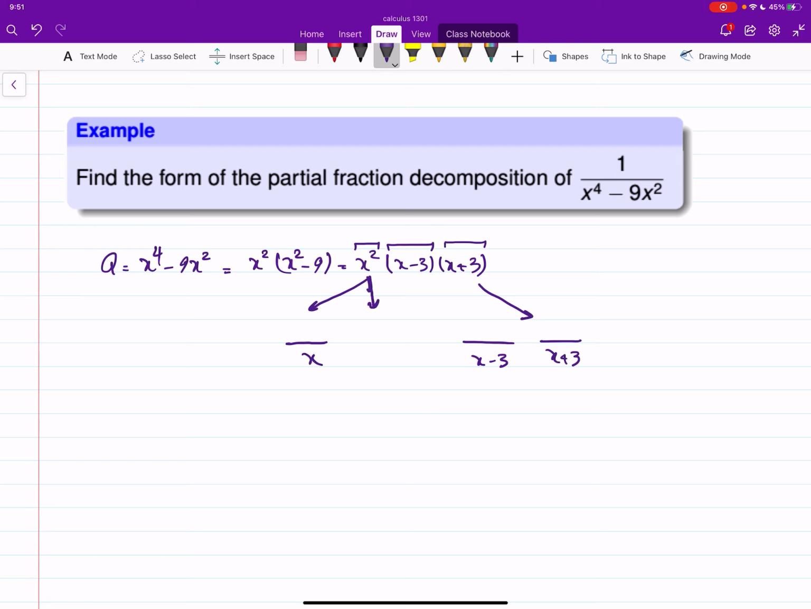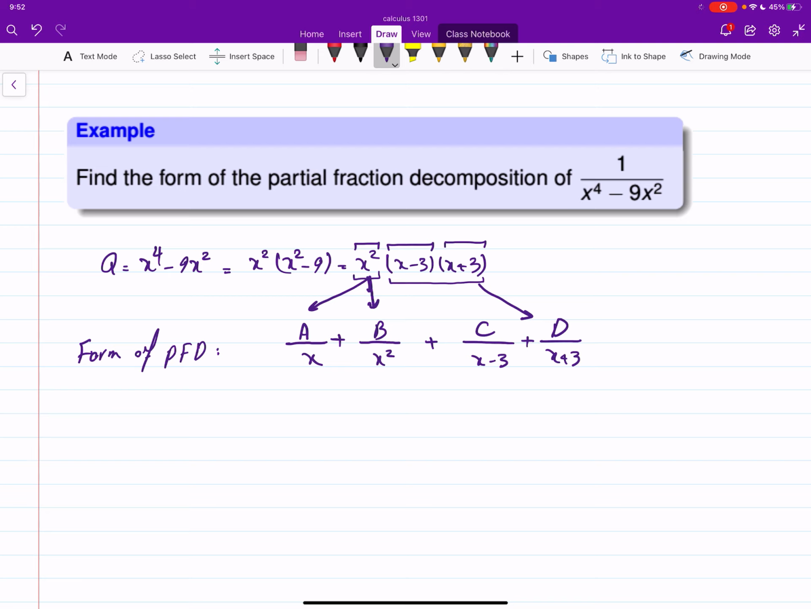One has power 1 of that factor, which is x. The other one has power 2. So two partial fractions for this factor and one each for the other two. Okay, so then each one will have a constant in the numerator, and that is the form of partial fraction decomposition. I won't continue from here. I assume that you can do everything step by step here.